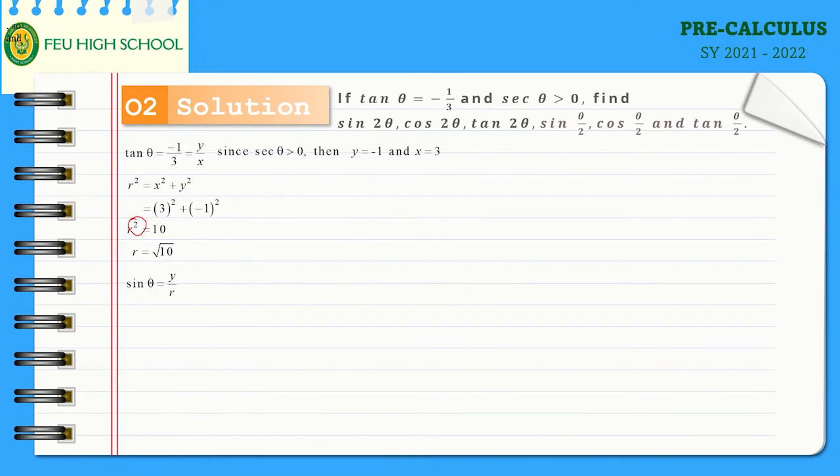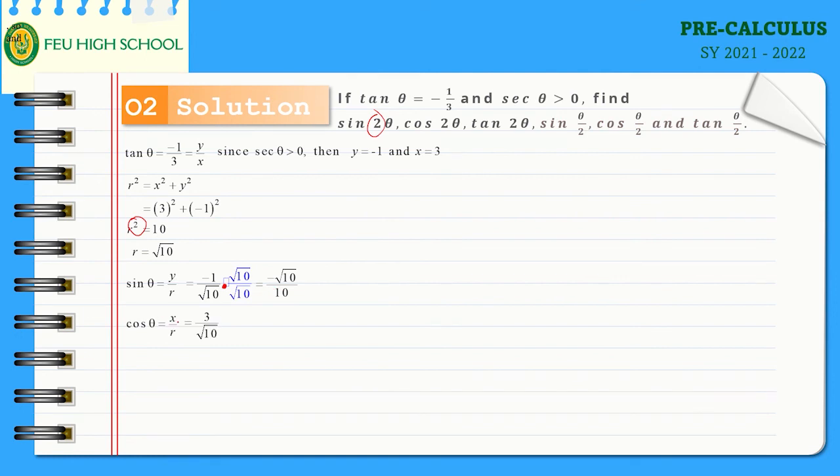Kailangan natin munang hanapin yung sine theta, cosine theta, at saka tangent theta before natin mahanap yung double angle identity at half angle identity. So, sine theta is just y over r. So, negative 1 over square root of 10. Pero, hindi pwedeng may square root tayo sa baba or an irrational number in the denominator. So, we still have to rationalize. So, we multiply square root of 10 over square root of 10. So, magiging negative square root of 10 over 10. Kasi square root of 10 times square root of 10, magiging 10 lang yan.